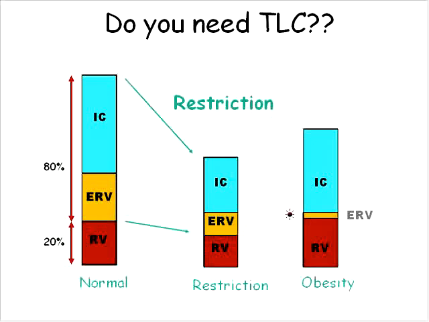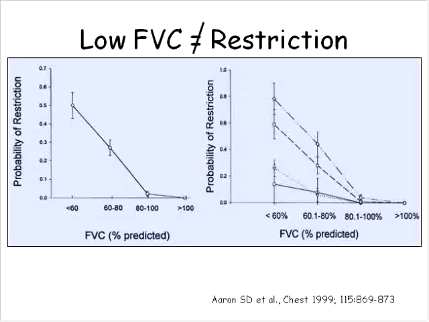And so there is some literature to suggest that although obesity can result in a restrictive pattern, the main lung volumes that are affected are the FRC and the ERV, and those are the things that tend to be most reduced. And so again, if restriction is the question that's being asked of the lung volume measurement, then we probably do need to measure total lung capacity in order to answer that question.